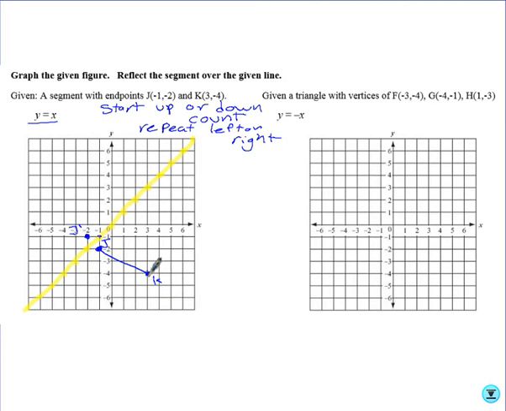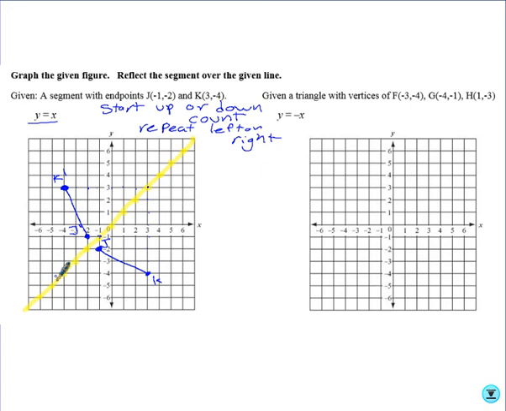For K, same thing. I'm going to count up to the line, which is 1, 2, 3, 4, 5, 6, 7 points, and then I reflect left 1, 2, 3, 4, 5, 6, 7 points. And then that would become K prime. A cool thing you can do with paper is fold your paper along this line and see where JK flips over. It's tough to do that on the Promethean board here.